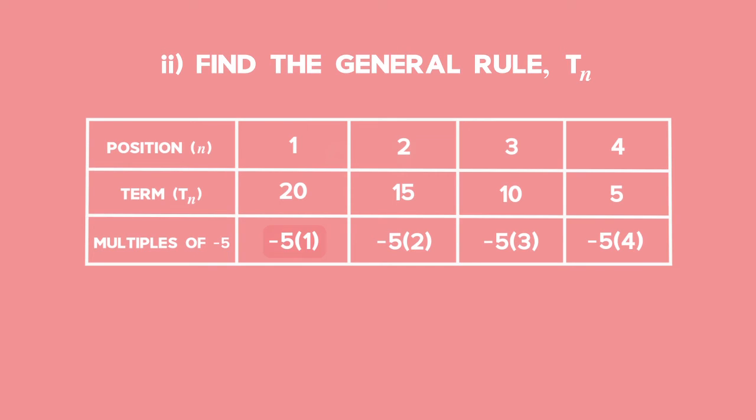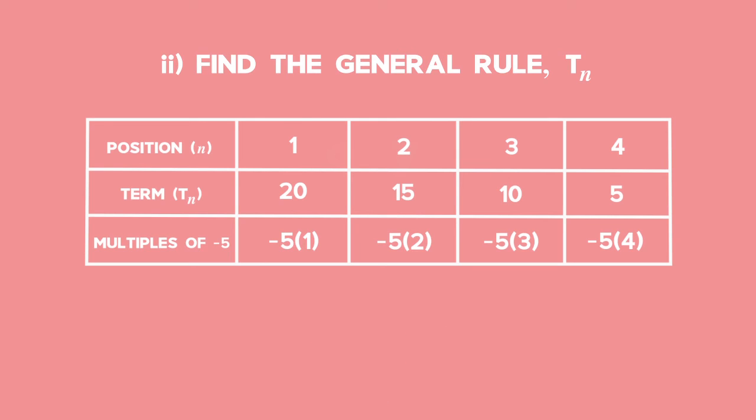If we want to get from minus 5 to 20, what do we have to do? We need to add 25. 25 minus 5 will give us 20. We now look at position 2. Minus 5 times the position, which is 2: minus 5 times 2 gives us negative 10. When we want to get from negative 10 to 15, what do we do? Once again, we add 25. You should be able to see that there is a pattern forming.